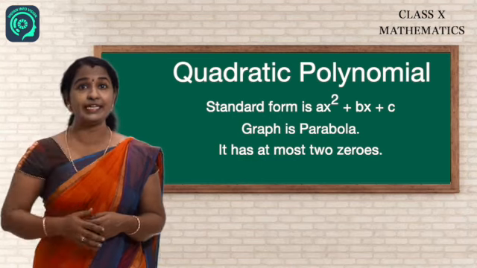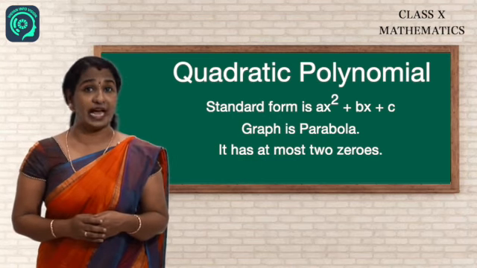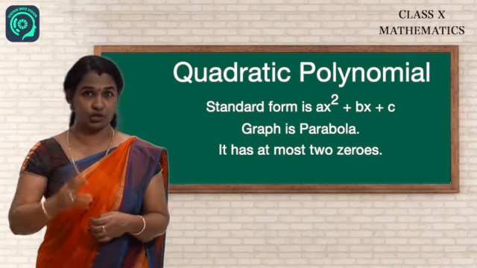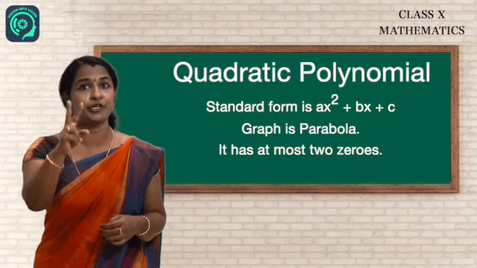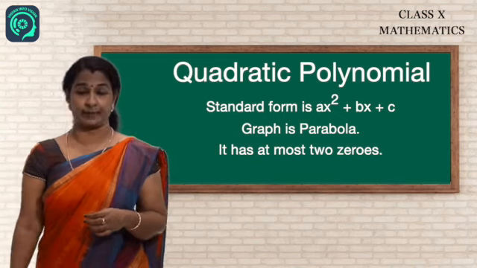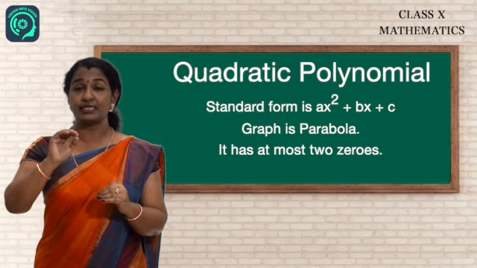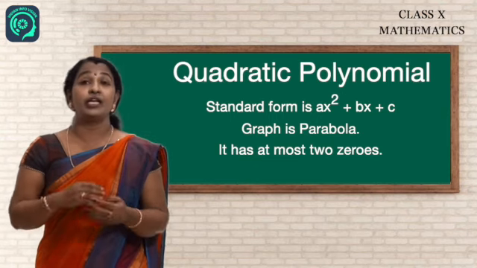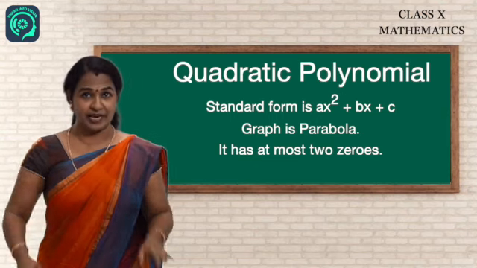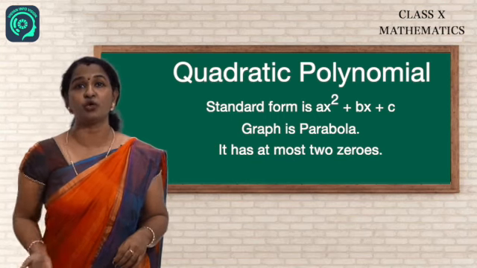Now, since the degree is 2, it is very clear it will have a maximum of 2 zeros. But children, it is not necessary that it should definitely contain 2 zeros. It is not at all necessary. The 2 means maximum of 2 zeros. That means it can have 1, it can have none. That is the meaning. So at the most 2 zeros it can have.